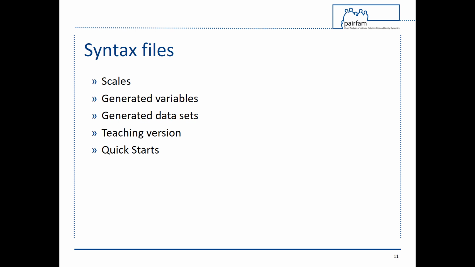Furthermore, 6 quick start files are available for Stata users to facilitate the handling of the pairfam data. These include suggestions for cross-sectional, longitudinal and dyadic data matching procedures, constructing samples and weighting, handling missing data, exercising fixed effects panel analysis, and for working with the generated dataset by anchor and partner.